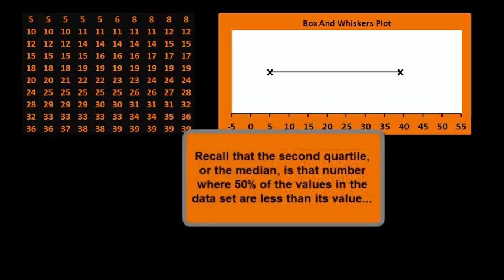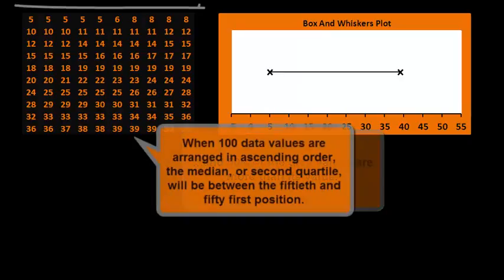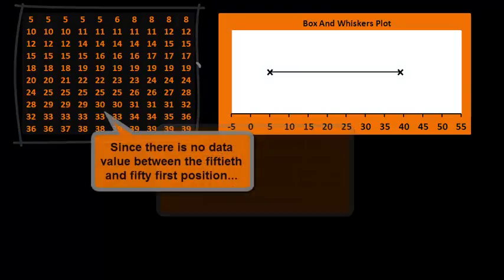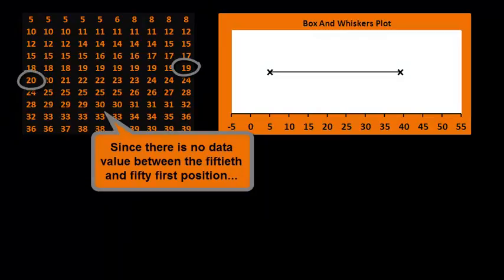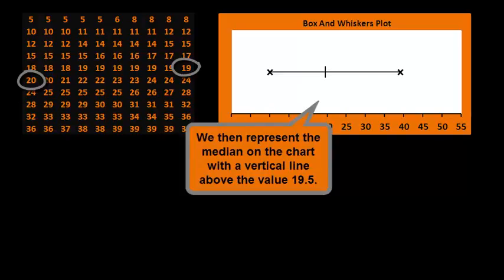Recall that the second quartile, or the median, is that number where 50% of the values in the dataset are less than its value, and 50% of the data values are more than its value. When 100 data values are arranged in ascending order, the median, or second quartile, will be between the 50th and the 51st position. Since there's no data value between the 50th and the 51st position, we take the mean of the two for a result of 19.5. We then represent the median on the chart with a vertical line above the value 19.5.